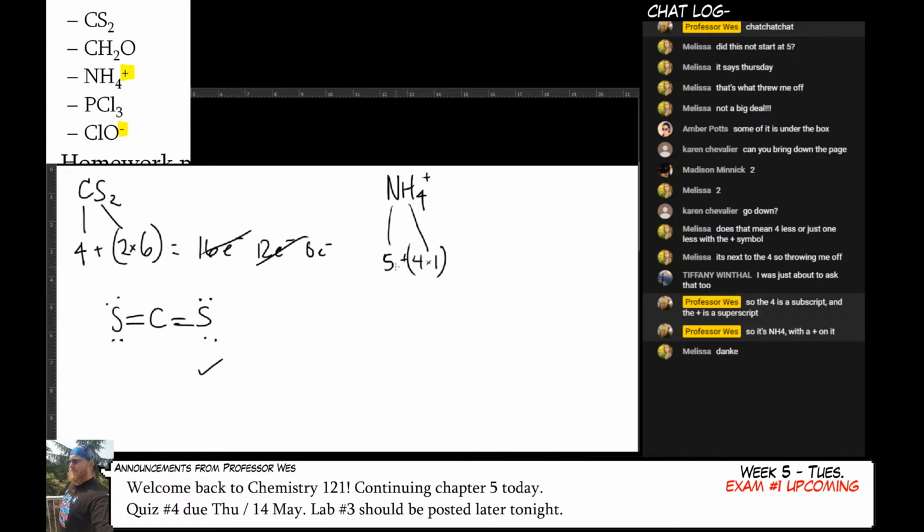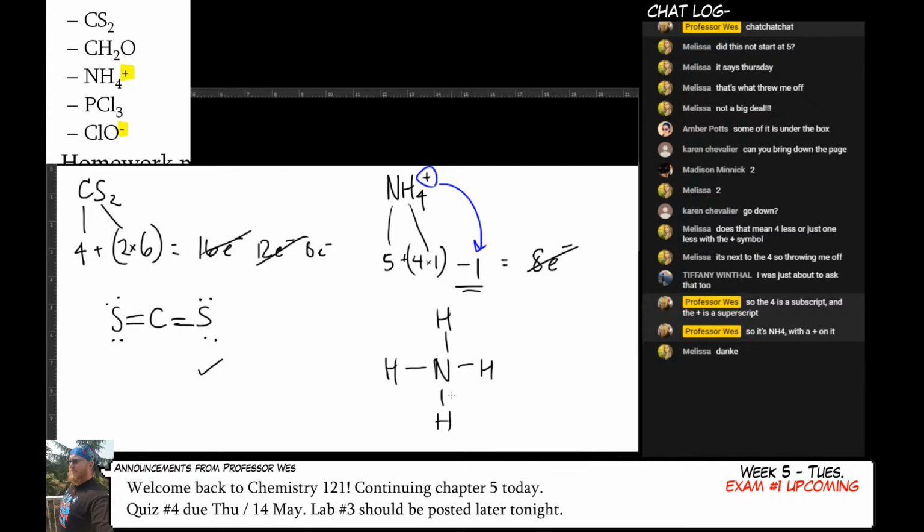So I have 5 for nitrogen. Each hydrogen gives me 1. And then I have this charge right here, which we have to consider because it is minus an electron. So that means I have 8 valence electrons for this structure. So let's put our central atom. N is the central atom because it was listed first. I'm going to connect everything. And you'll notice that when you do that, you've used up all 8 electrons, and everything has an octet, and everything's happy. So this is the structure that you want.